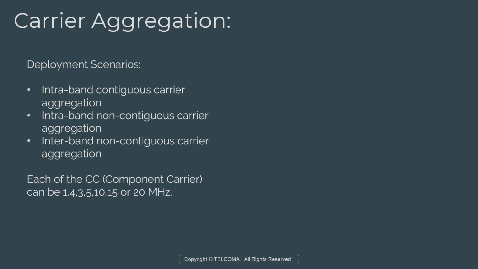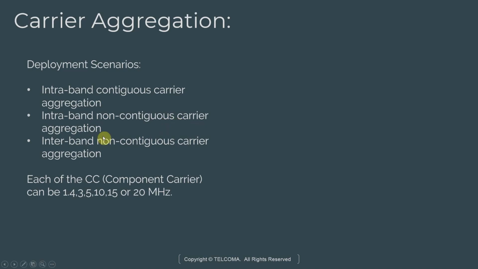Then you can have another setup where you have intra-band non-contiguous carrier aggregation. So this would be a scenario where, say, within the same band you had 40 megahertz, and you were to chop it up into two 20 megahertz carriers, but those carriers are not alongside each other. They are kind of spread apart. So you could still do carrier aggregation, but in this case it would be called an intra-band non-contiguous carrier aggregation.